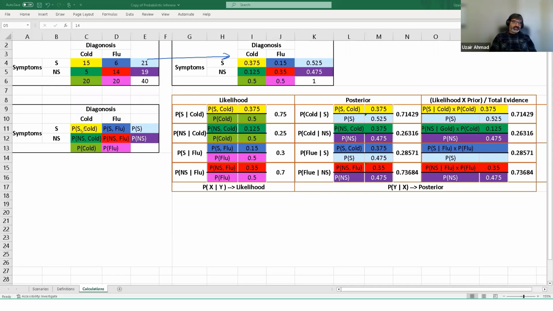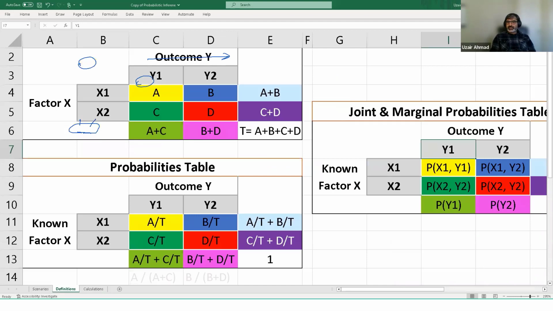So our joint probability of observing a person with sneezing symptom and cold diagnosis, it is going to be calculated how? X over total of. That's right. This number divided by total. We go back to our definition slide. We can see here a joint probability is A over total. A over T, B over T.